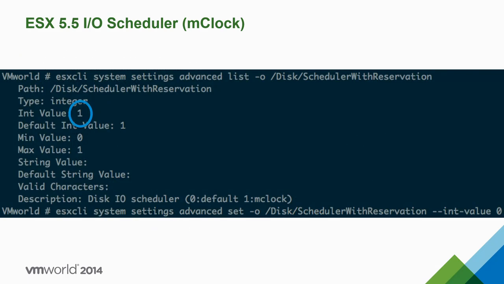Okay? So how do you know that you're running the new scheduler? It's really simple. If you look at the ESX 5.5 advanced system settings, if the value that you see is for the new scheduler with reservation, then you're running the new scheduler. You can also set it back to 0 if the old behavior is the desired behavior and not the new behavior. Okay?